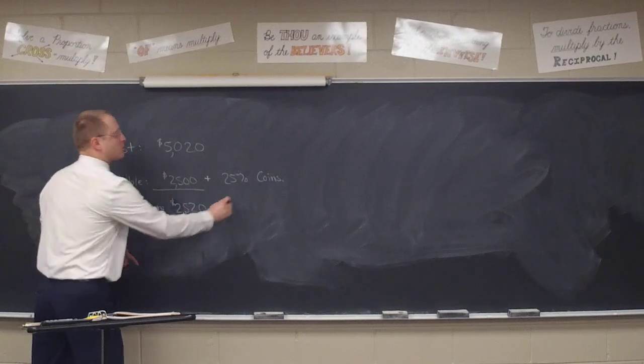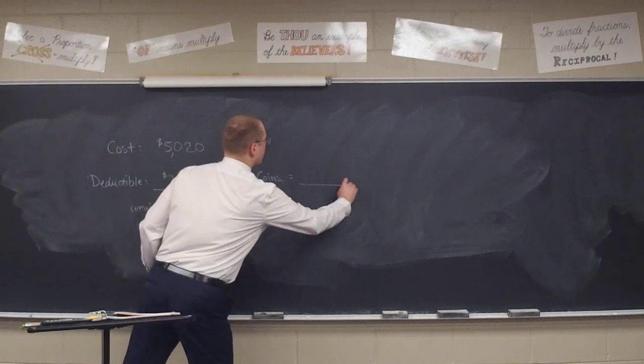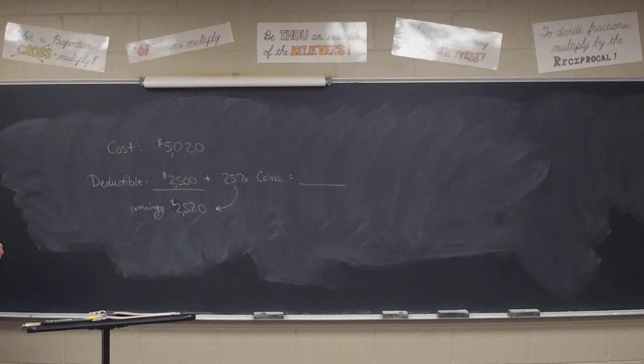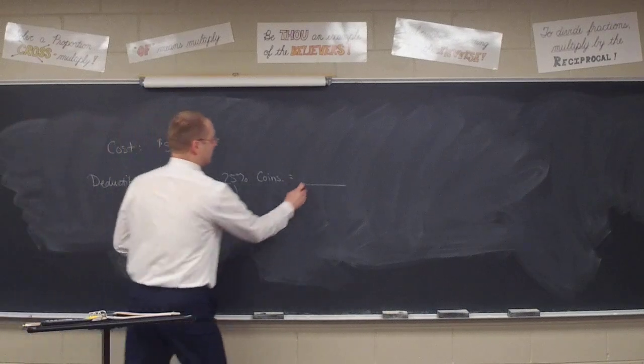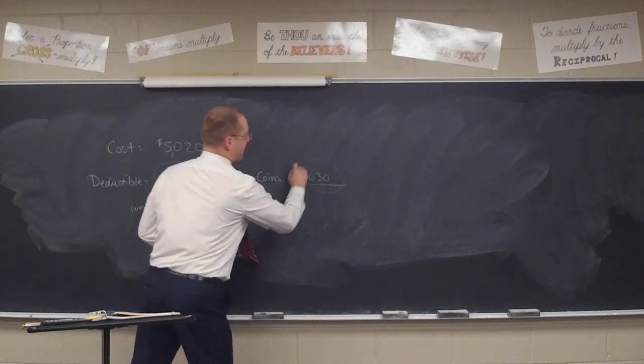$2,520, and she pays 25% of this. Does that make sense? So what's the co-insurance that Sarah has to pay, Jalen? $630. She pays an extra $630 co-insurance. So she pays deductible and she pays co-insurance.